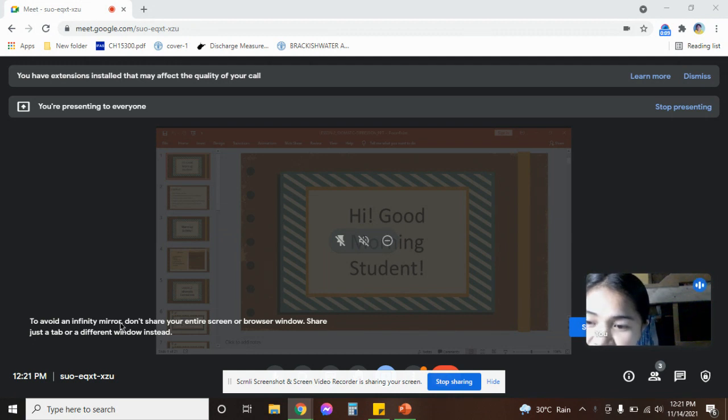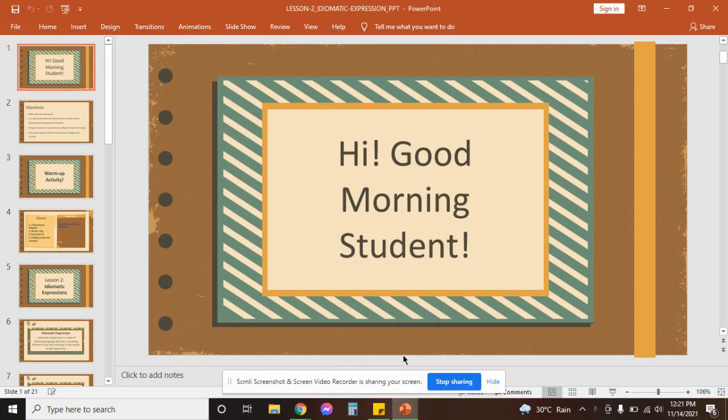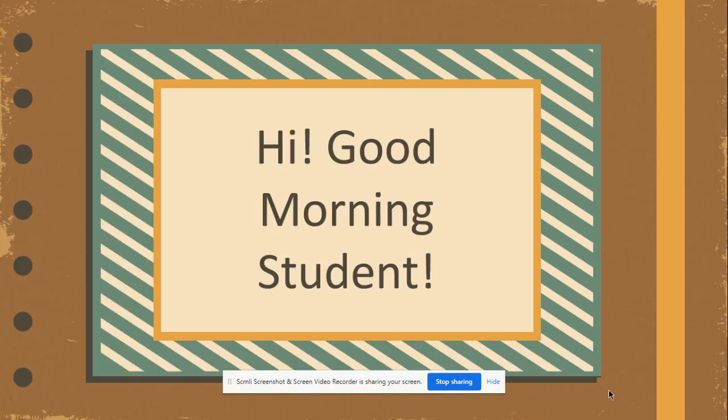To avoid an infinity mirror, don't share your entire screen or browser window. Share just the tab. Okay, can you see it now? Yes po.